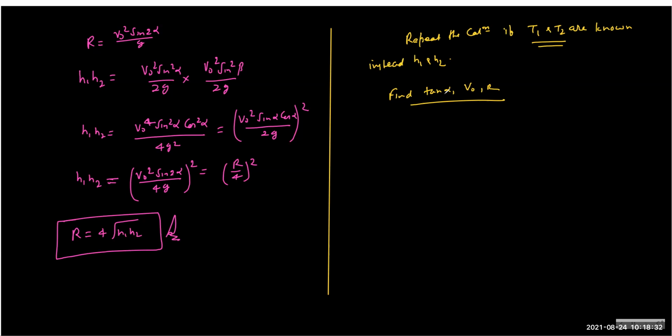Sir, we can find out H1 and H2 by T1, that formula. No, you're not supposed to find H1, H2. You're just supposed to find V naught, tan alpha, and R using T1, T2. Directly. You need to begin by writing the equation first, and then think of manipulation which can give you the answer. So if T1, T2 are given to you, you start with T1, T2. Write their expression and think from there.